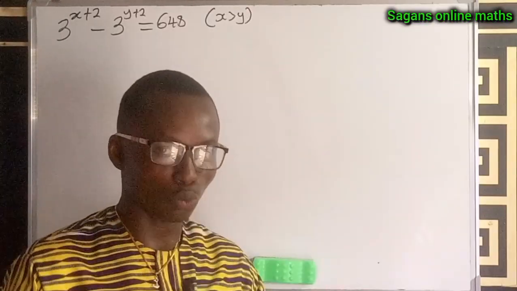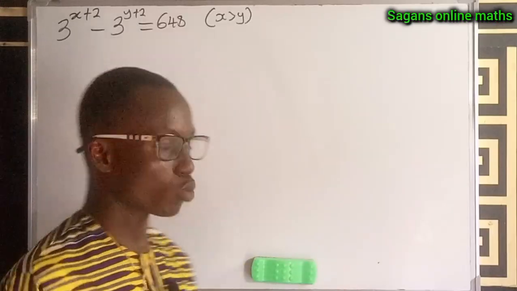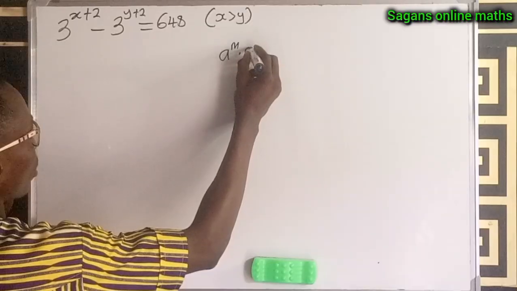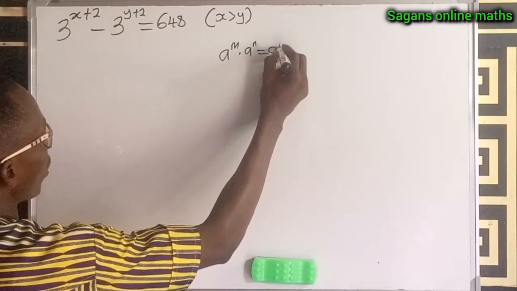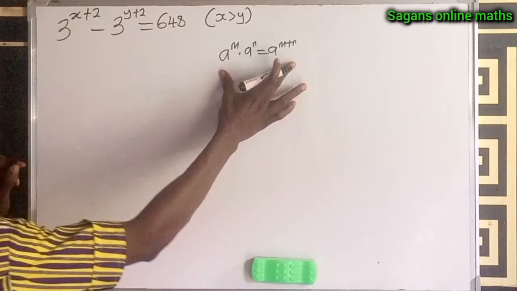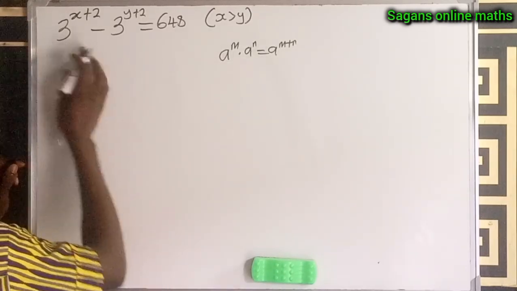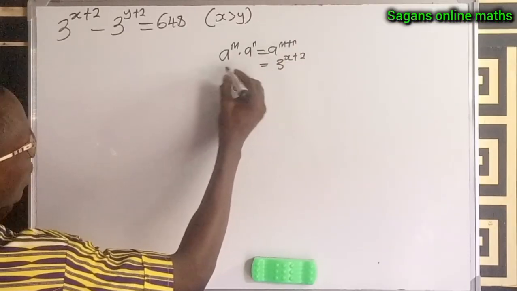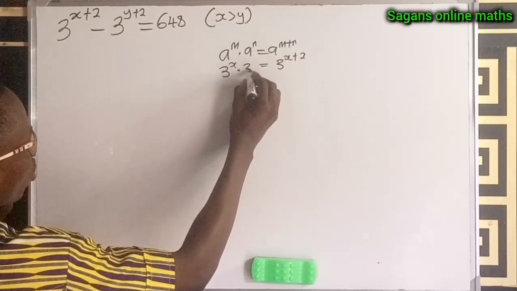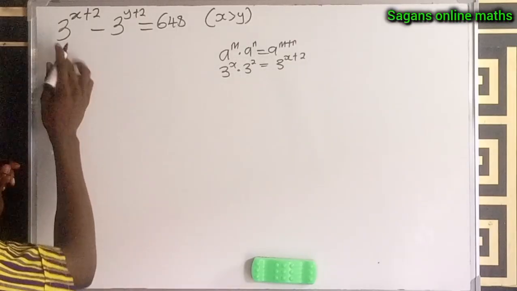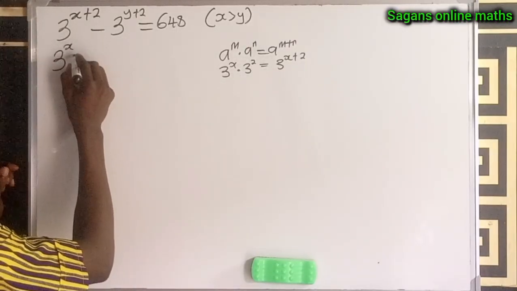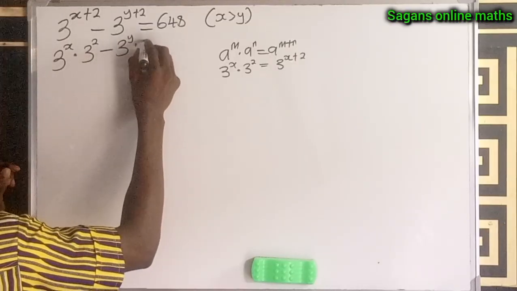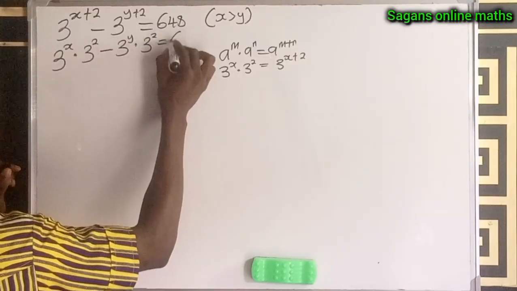Now let's consider, we're going to use case 1 in this video. And let's see what you can do to this question. By obeying these properties of indices, that a^m multiplied by a^n is equal to a^(m+n), we can do something very interesting, right? Because 3^(x+2) is in this form, we can write it as 3^x multiplied by 3^2, minus 3^y multiplied by 3^2, equals 648.